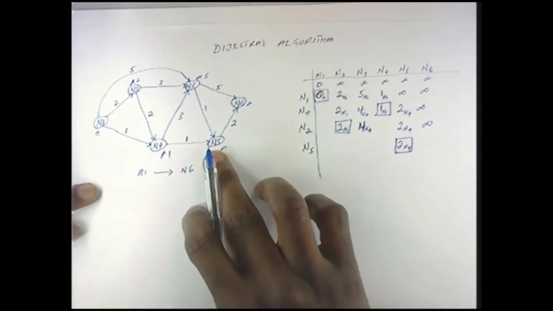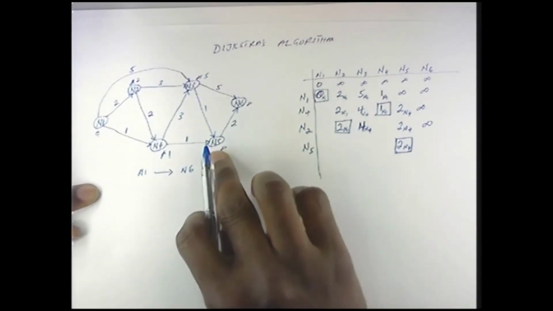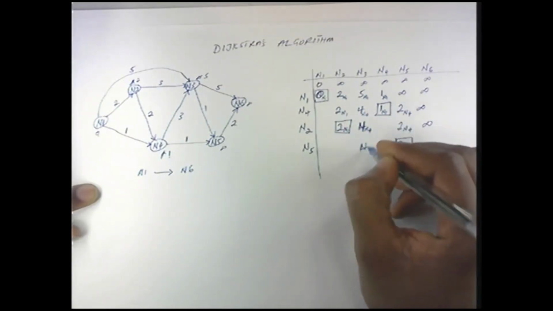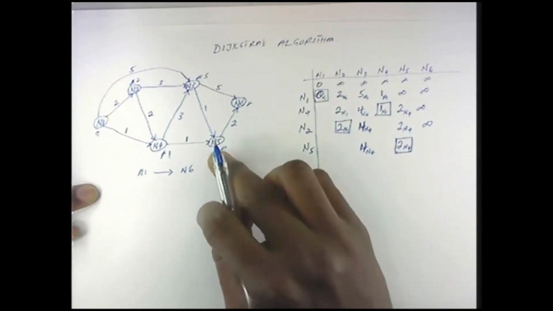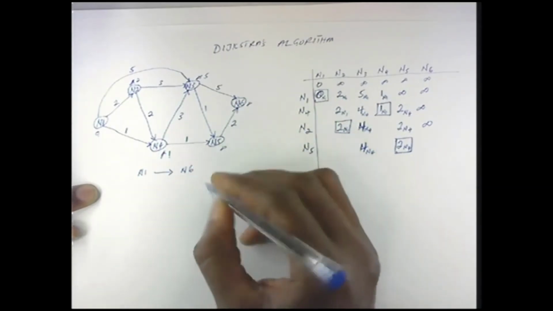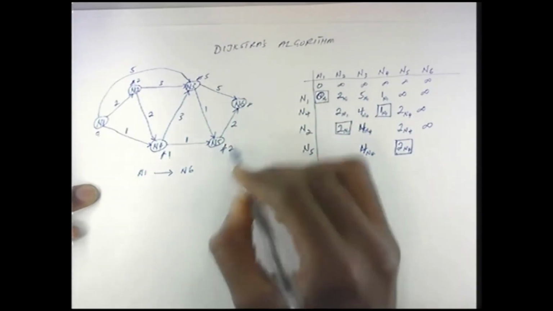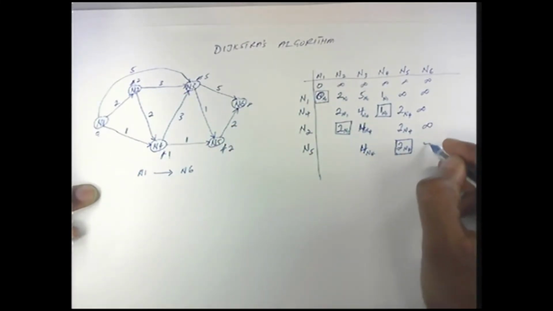Now N5 to N3, is there a link? There's no link going to N3. So I still maintain the value of N3, which is 4. Is there a link to N6? Yes. I can go to N6 at a cost of 2. But the current value at N5 is 2. So 2 plus 2 is 4. 4 compared to infinity is 4. So this is coming from N5.